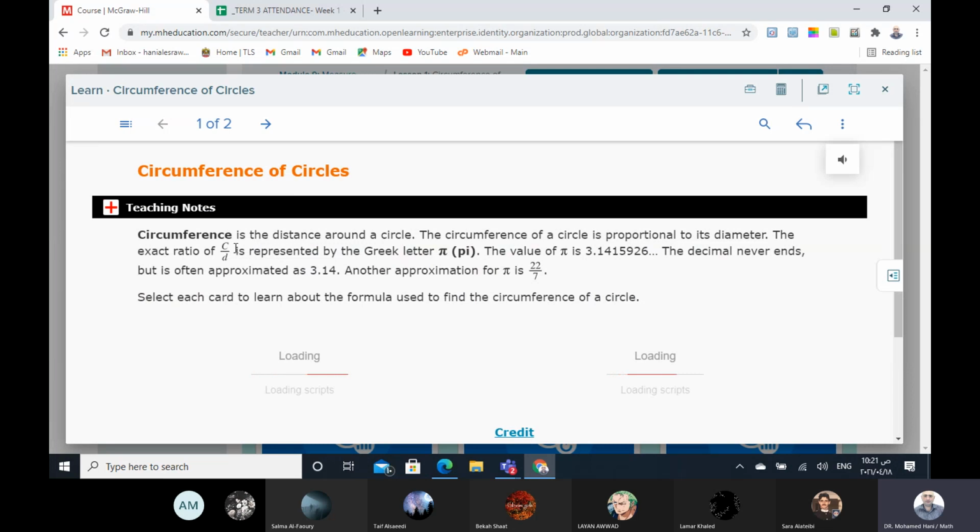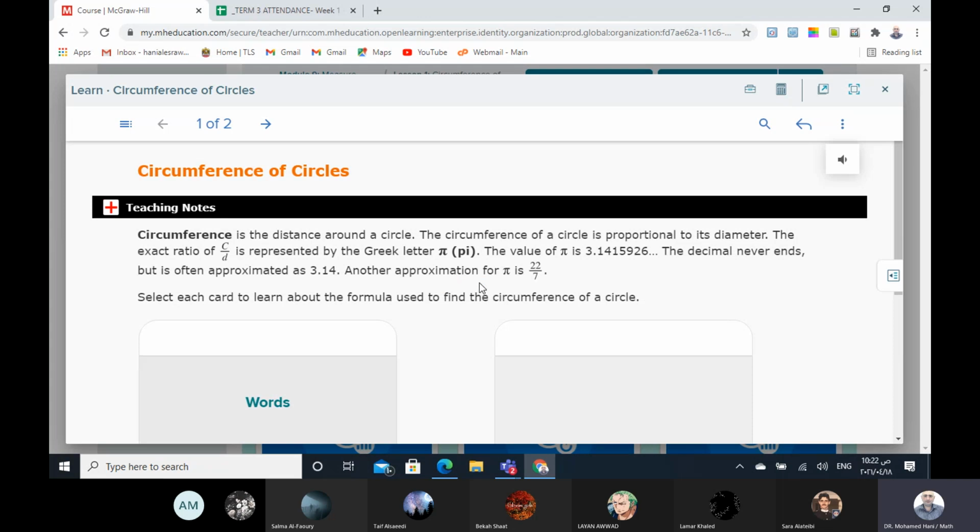So what's the meaning of circumference? It is the distance around a circle. The circumference of a circle is proportional to its diameter. The exact ratio of C divided by D, or C over D, is represented by the Greek letter pi. The value of pi is about 3.1415926. The decimal never ends, but it's often approximated as 3.14.